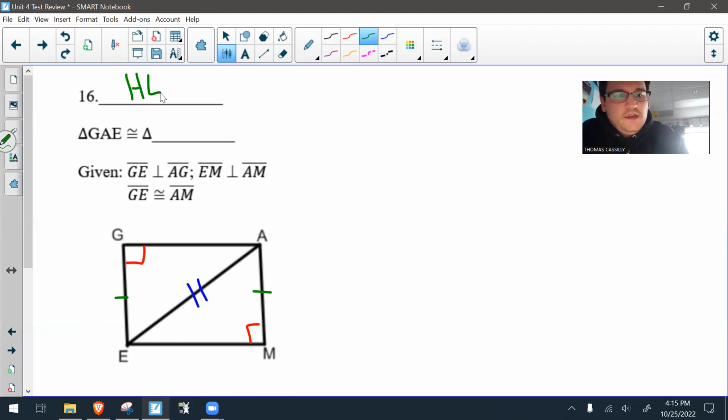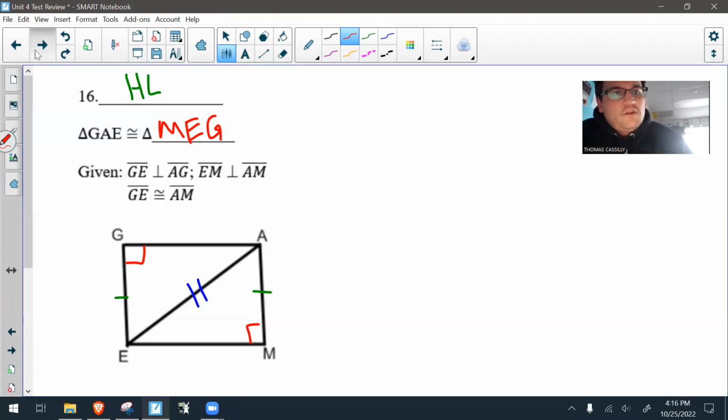So let's think GAE. G is the right angle, so we need to start with the right angle when we're listing the order here. So let's start with an M. Then we're going to A. So G to A, and then we're going across the hypotenuse. Notice how GA does not have the tick mark on it. So if we're going from G to A, if we look at the other triangle, we have to go from M to E, because ME does not have the tick mark on it. And then we're going to finish up with G. So MEG is going to be congruent to GAE.